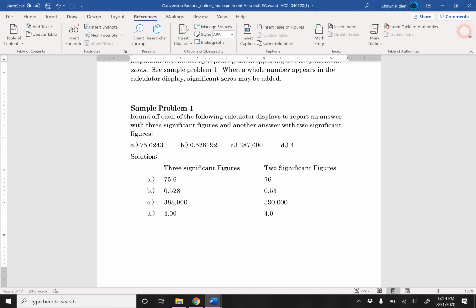And the last one, I just have 4. No decimal, nothing. So the 4, if I want to make this 3 sig figs, I can just add 0.00, because remember, if I have a decimal, the trailing zeros, these 2 zeros, now they count. So if I have a decimal, my trailing zeros count. And the same thing for 2. If I just write 4.0, now that's 2 sig figs.